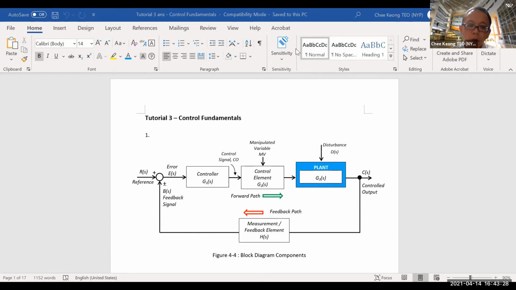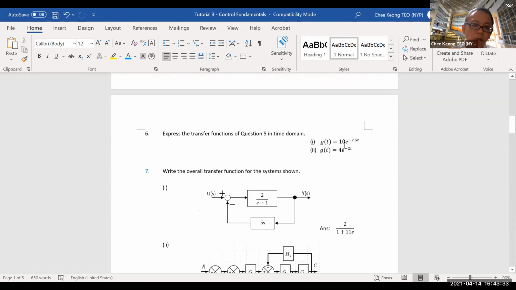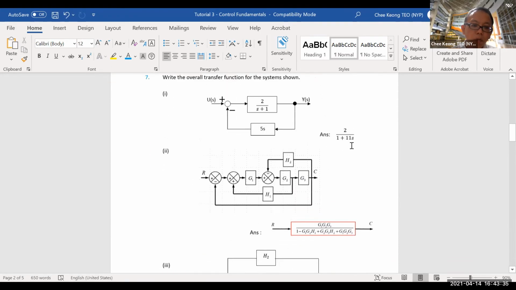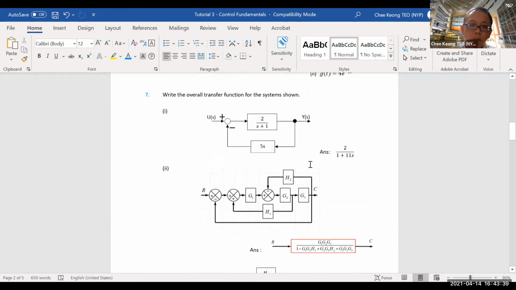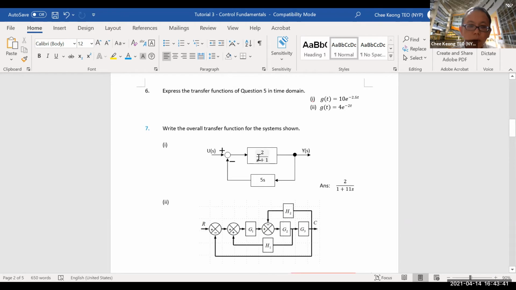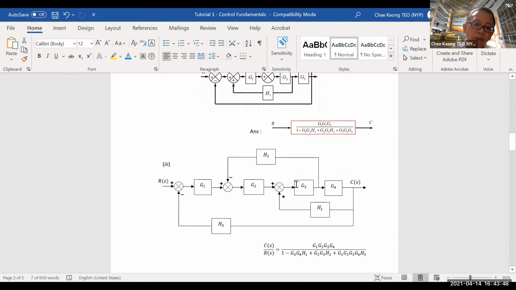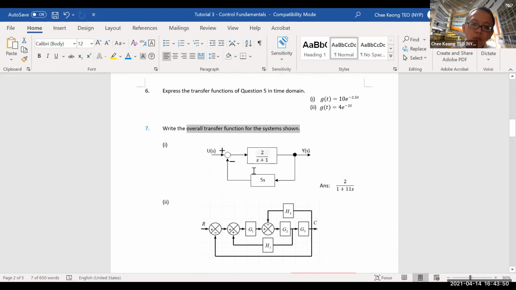Now the other question will be question 7. Look at question 7, you have part 1, part 2, and part 3. Part 3 is the most complicated. Part 1 and part 2 are more straightforward. They ask you to write down the overall transfer function for the following, so basically to simplify and get only one block. The first one is easy. So let's try to solve part by part.